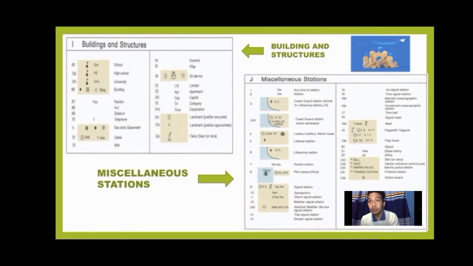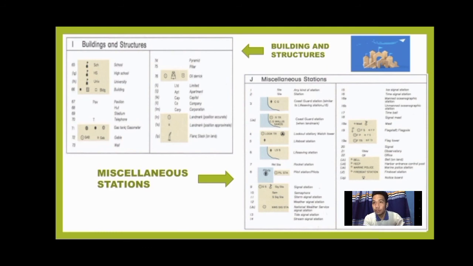Let's take for example the Coast Guard station, similar to life saving station. The symbol has an abbreviation, CG, and that's the symbol of the Coast Guard station. And then for lookout station or watchtower, we can see the abbreviation LOOK, then TR. And then there's a lifeboat station, the life saving station. Then for rocket station, RKT, then STA.